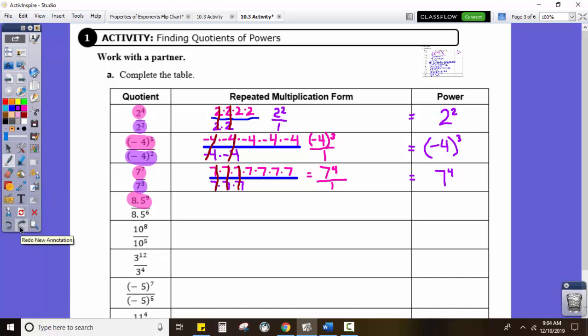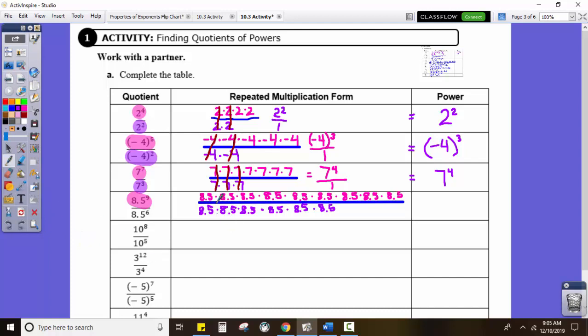So I'm really going to have to write out quite a few 8.5s here. 8.5 times 8.5 times 8.5 times 8.5 times 8.5 times 8.5. That's 6 of them. 7 of them, 8 and 9 8.5s. Then I'm dividing it by 8.5 to the 6th. 8.5 times 8.5 times 8.5 times 8.5. Here's the 5th one and the 6th one times 8.5.